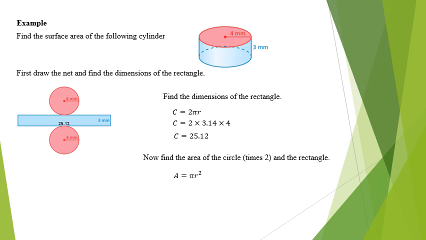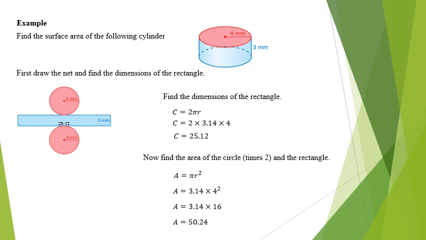These are all equations that you will have on a formula sheet. So area of a circle is pi r squared. So we do 3.14, which is pi, times 4 squared. Remember, we always square the number first. So 3.14 times 16, which is 50.24. So the area of the circle is 50.24.